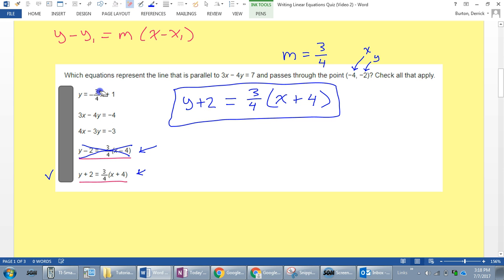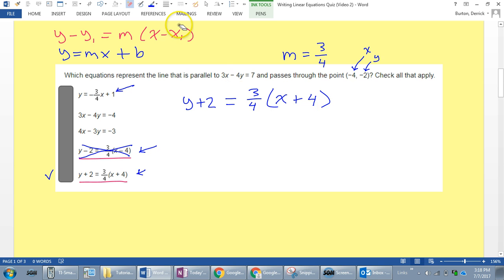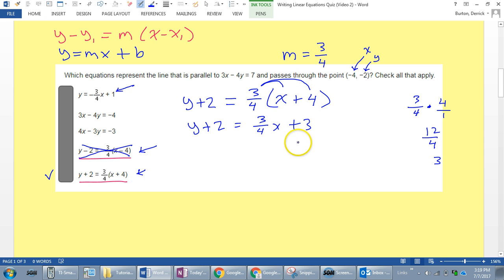Okay, so now we just need to figure out the rest of these. Let's go for the top one, because the top one is good old y equals mx plus b, so that should be pretty easy. I don't want to start all the way over again. Let's pick up where we left off. The way we can do that is by doing the distributive property. If I take 3/4 and multiply it across, I'll have 3/4 x. So it's a matter of what's 3/4 times 4. I'll do that off to the side. 3/4 times 4 over 1 is like 12 over 4, which is just 3. So 3/4 times 4 gives 3.